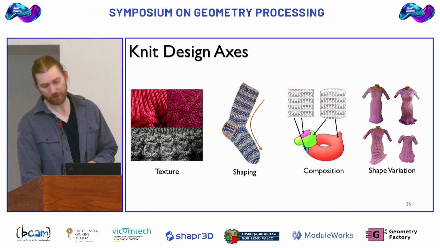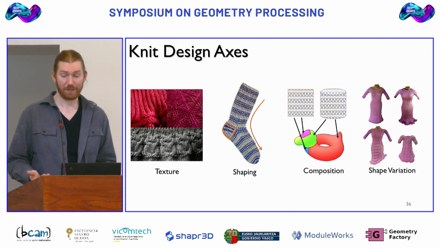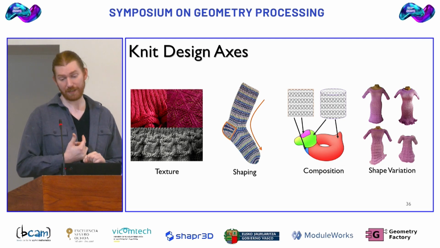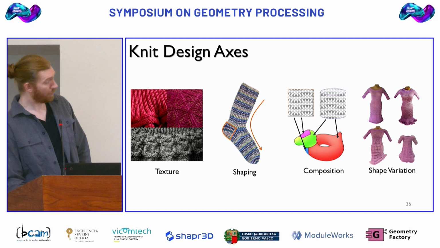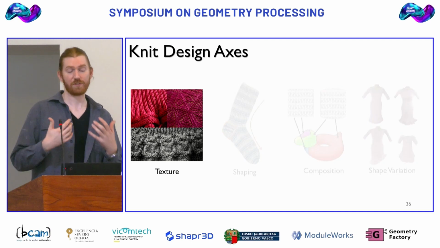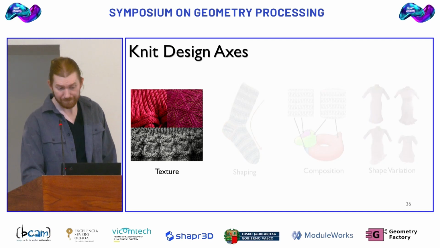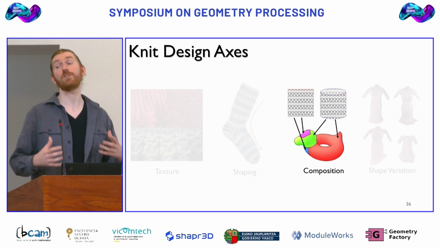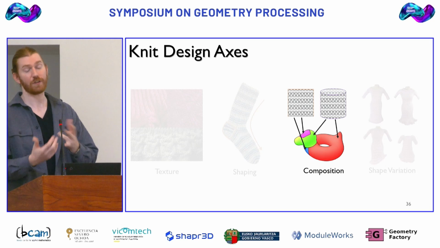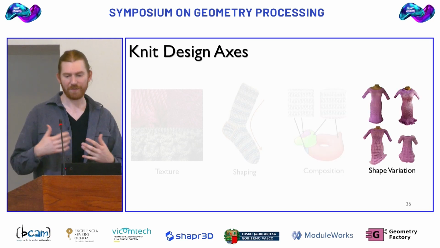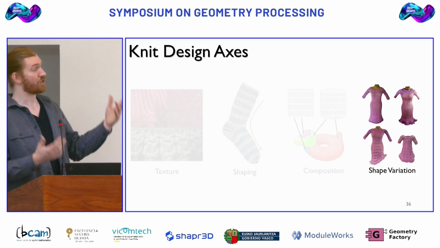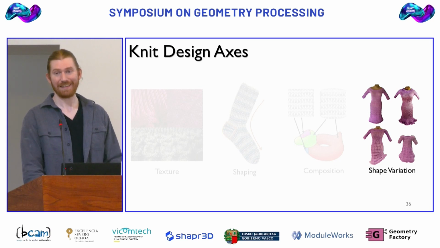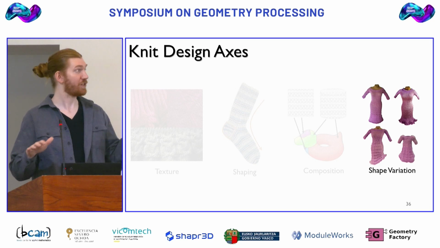To figure out how to square this circle, we asked a bunch of knitters, what design aspects do you think about when you're creating a knitting pattern? And we came up with a list of 7 axes of knit design. Among them are texture, which is how individual types of stitches are combined to create interesting visual effects. Shaping, which is that curvature we talked about earlier. Composition, which is how you take the sheet and tube primitives and put them together to create various interesting topologies. And finally, shape variations, so variations in size and shape, making these different types of sweaters. A crucial observation about all of these properties is that they're all at the fabric level, they're all high level. There's not a stitch in sight in any of these.